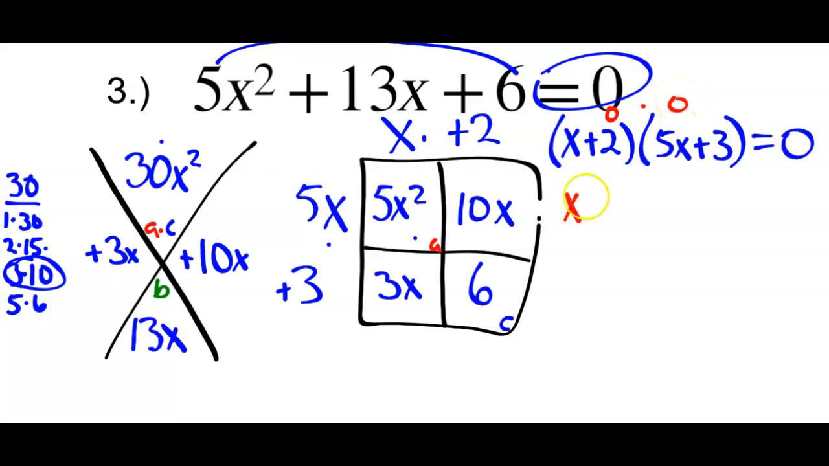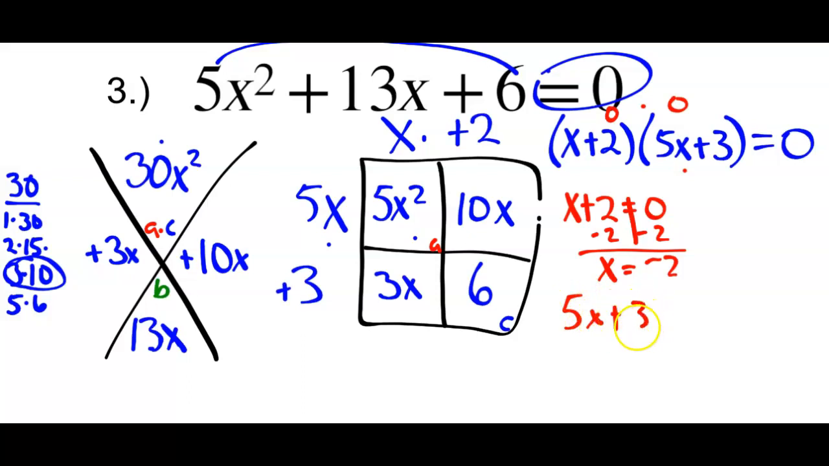So I've got to do my x plus 2 equals 0. And that's going to be minus 2, right? Minus 2, x equals negative 2. And then I've got to do this one. 5x plus 3 equals 0. What do I have to get rid of first? Subtract 3 on both sides. I've got 5x equals negative 3. Divide both sides by 5.